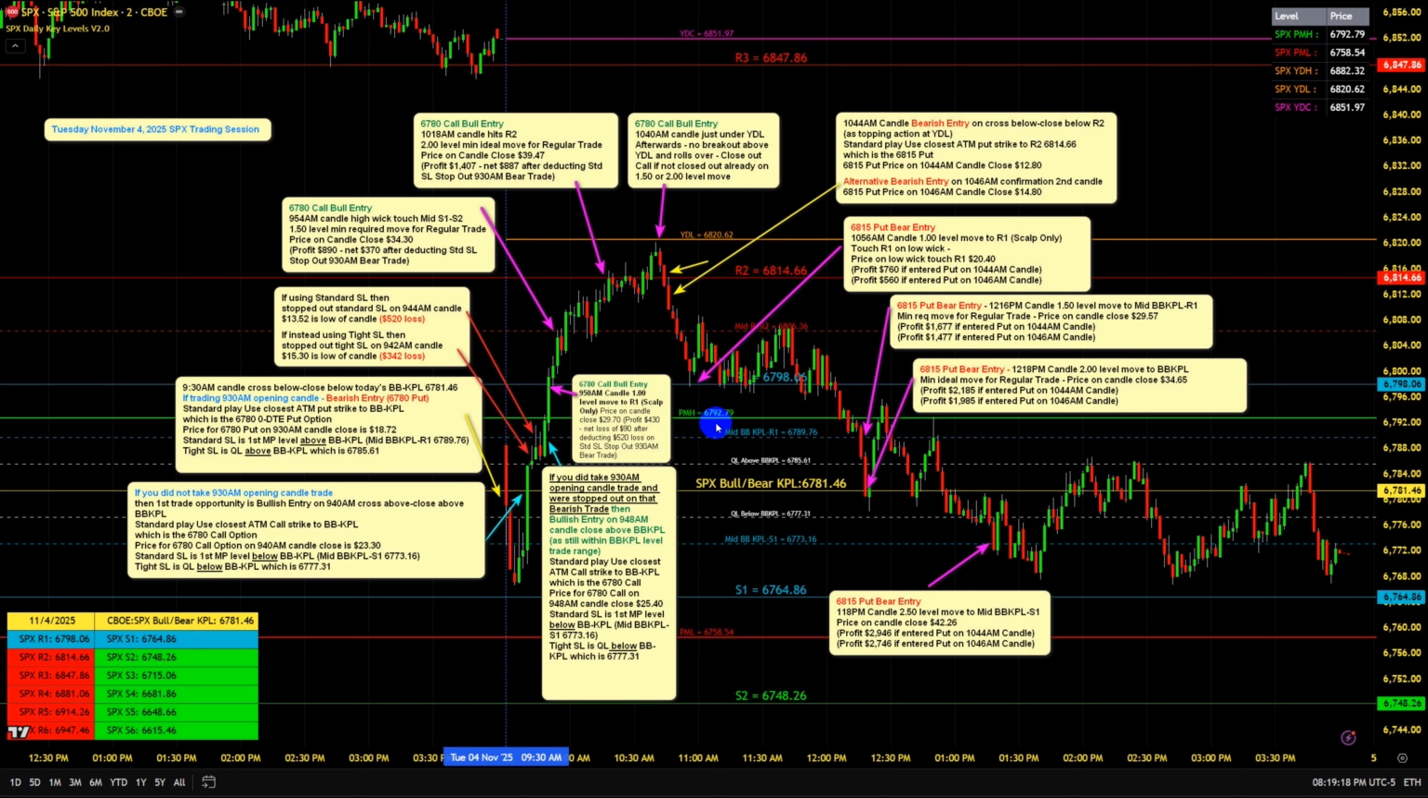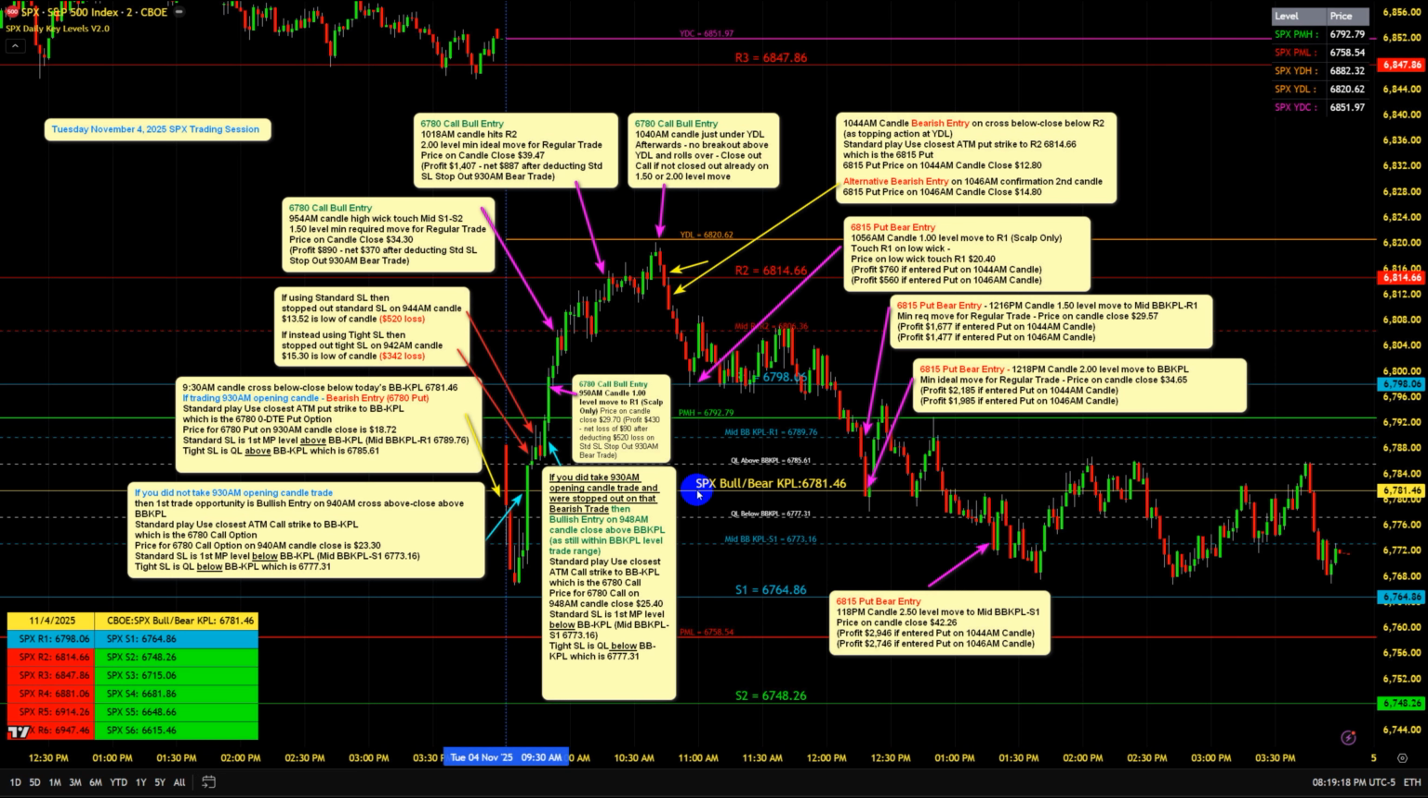Okay, so in today's session we have a gap below. As you can see, this was the previous day's close, YDC, and we have the opening candle here. Before we move into the trades for this session, I will briefly run through the main key levels.